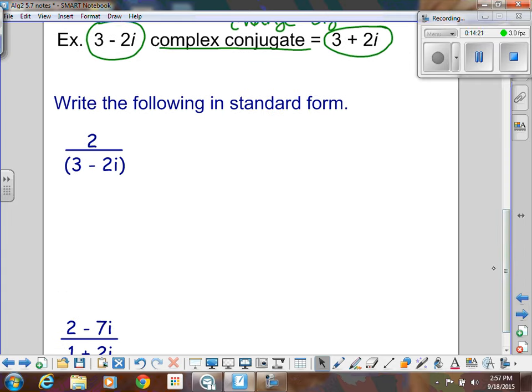So here's how we use that. We're going to write this in standard form, and in order to get this fraction out of the way, I don't want to have an i in the bottom part of the fraction, the denominator. We are going to multiply the numerator and denominator, both top and bottom, by the complex conjugate.